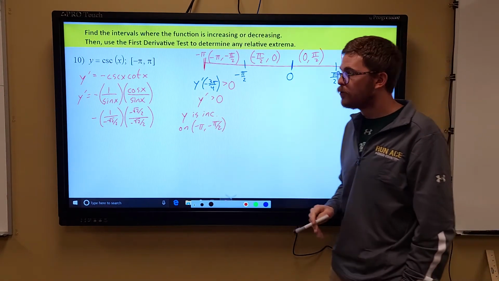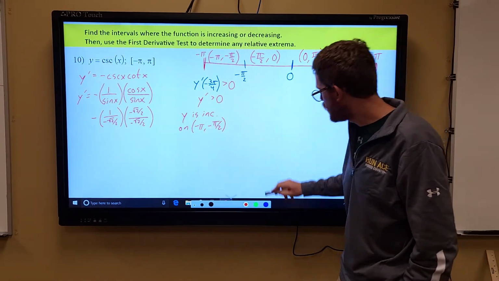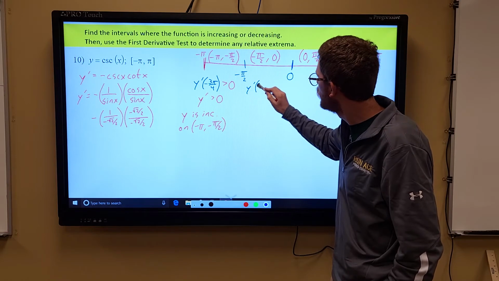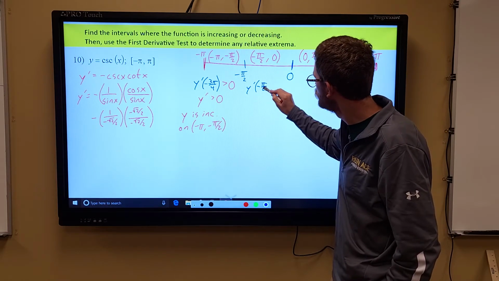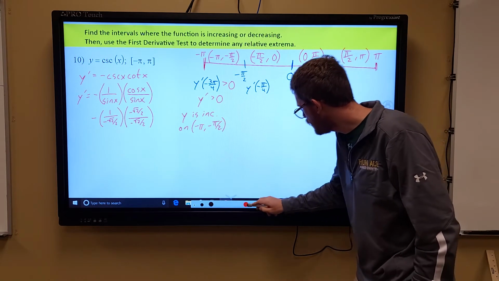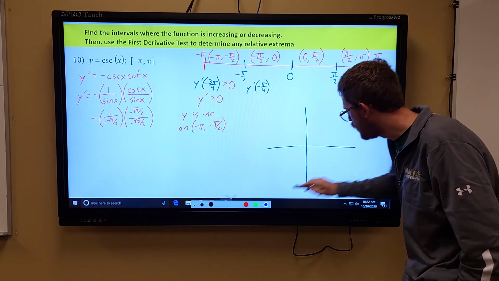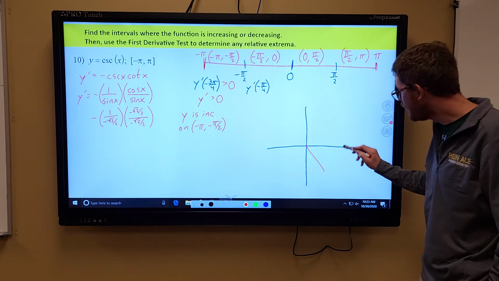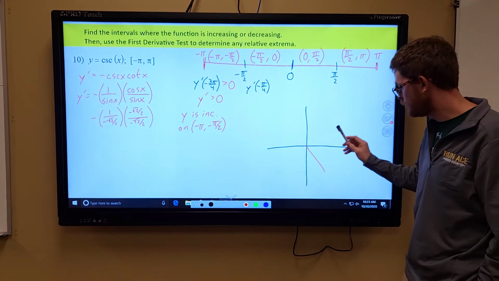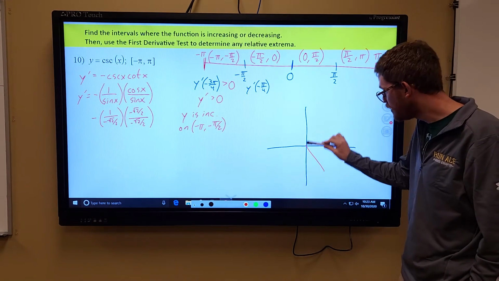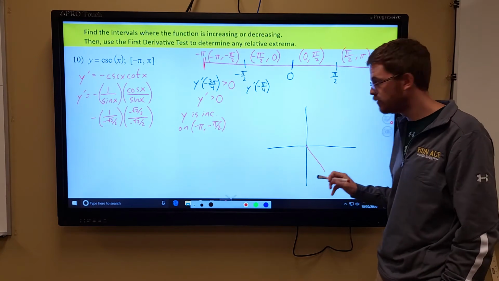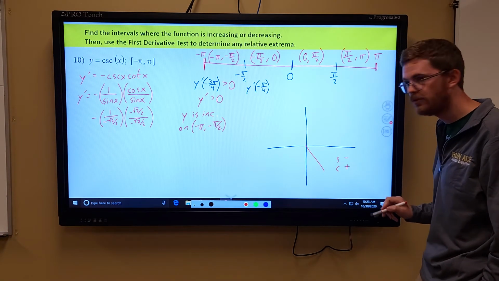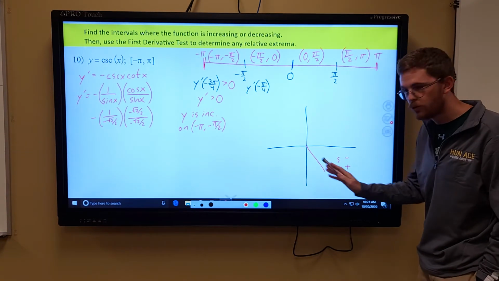Now negative pi over 2 to 0, I'm again going to think about one of those pi over 4 values. I'm going to think about negative pi over 4. Negative pi over 4 would be right here, where sine is negative, cosine is positive. And they're just root 2 over 2s.